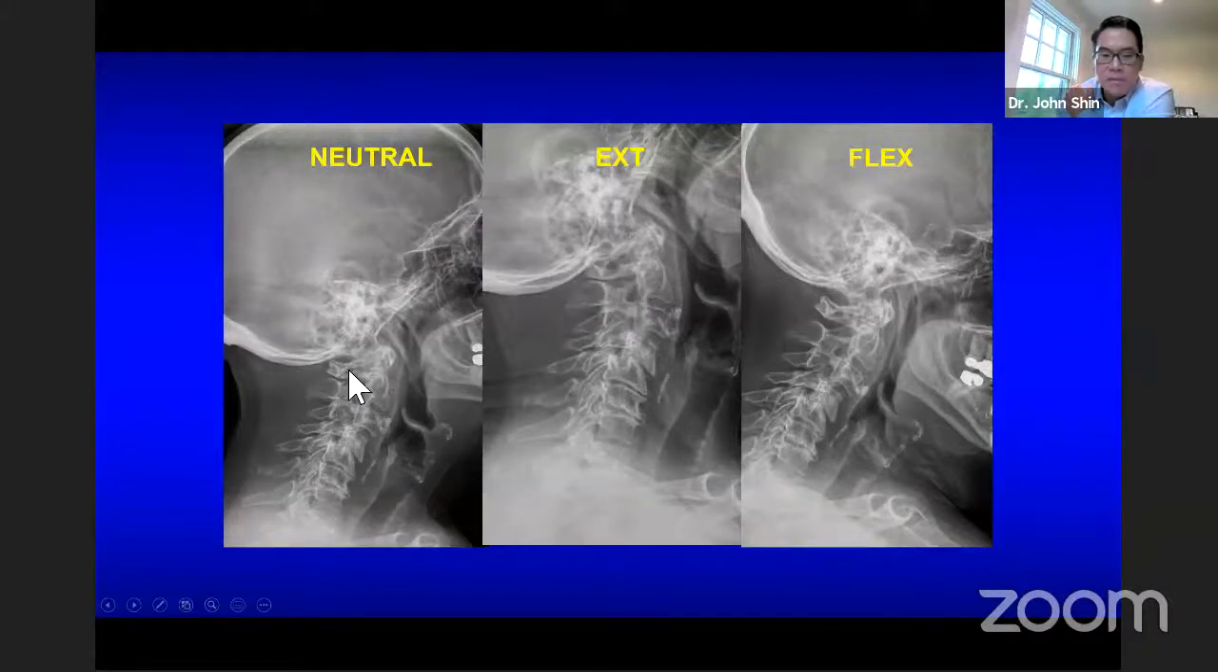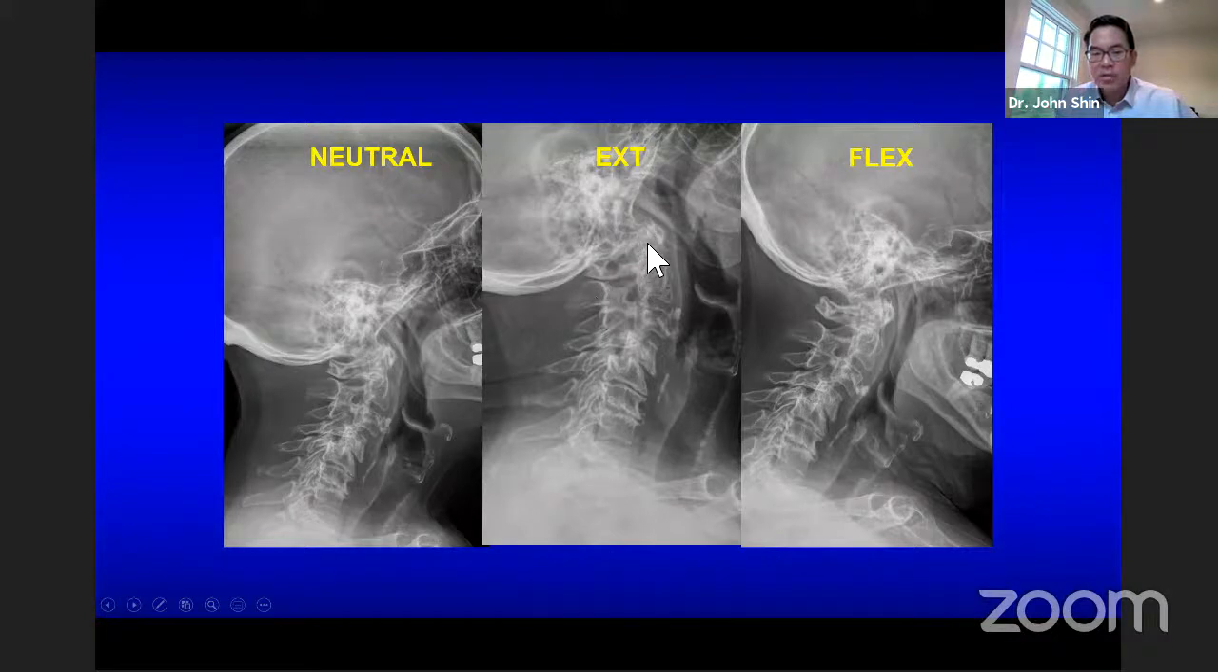So look at neutral and look at flex. You may look at this and think, oh, you know what? I'll put in the Mayfield, position her in the OR, we'll reproduce that extension film, and I'm going to decompress wide, take down the facets and just lock her in, right? But if you do so, if you just look at C2 down, you may get that result.